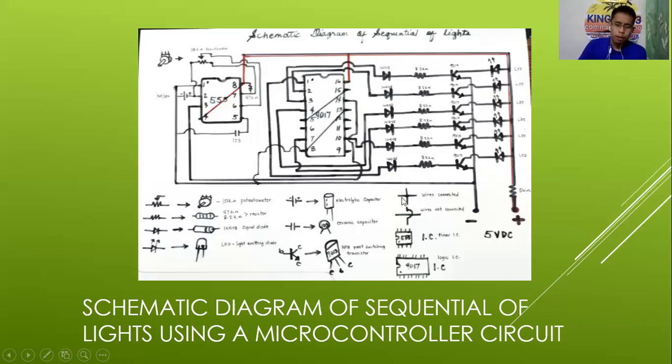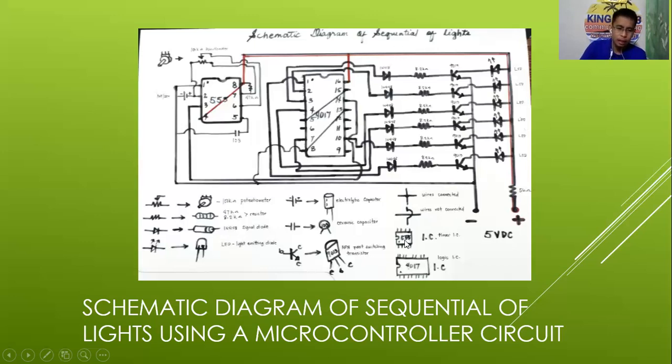Okay, these symbols, wires connected. Once you see a plus sign that has a dot on the middle, that is a wire connected. But if you see that the wire jumps, that means wires not connected.